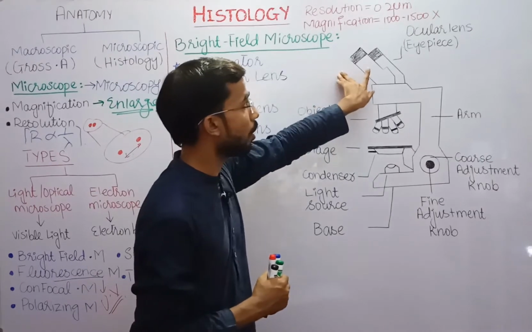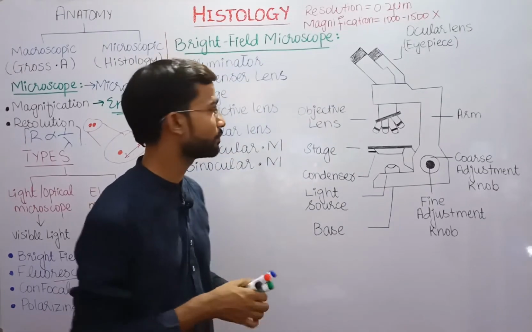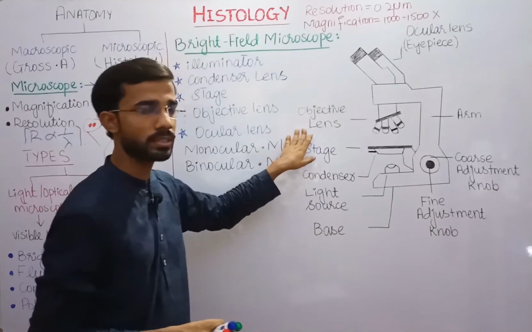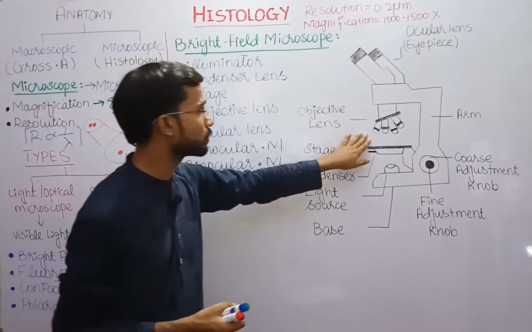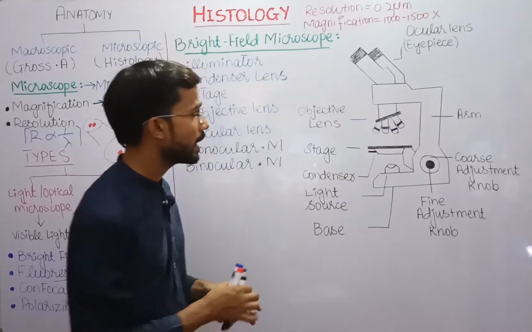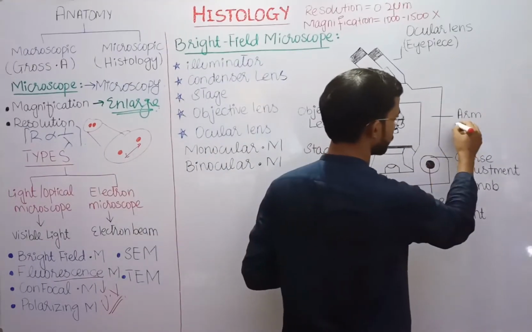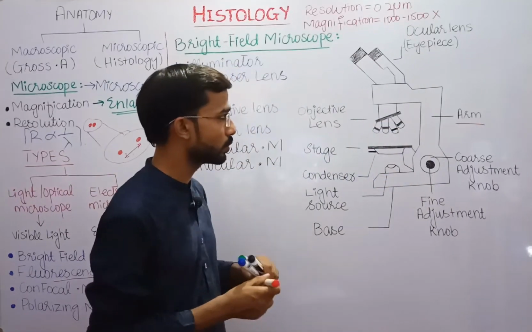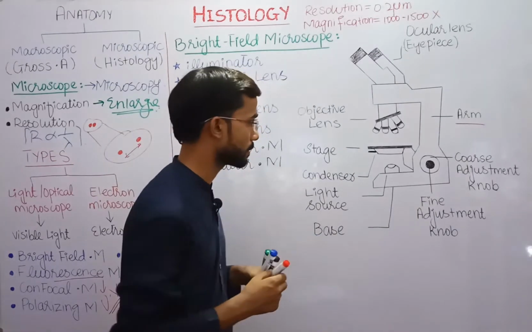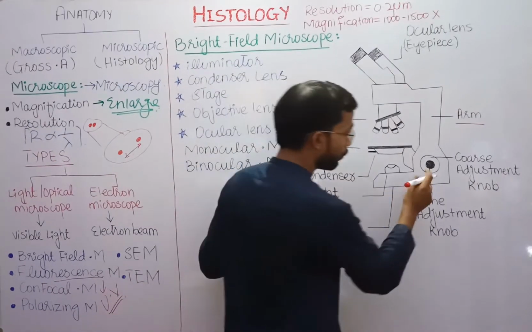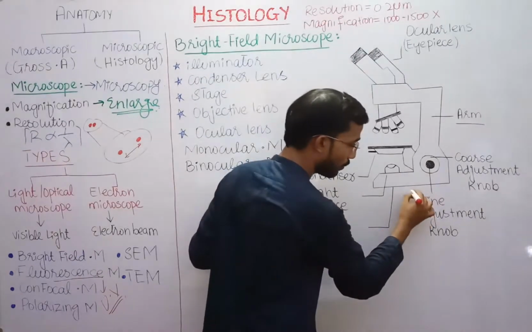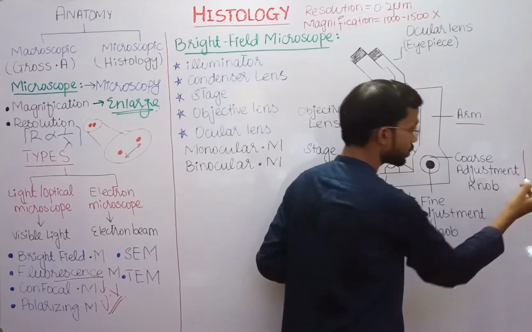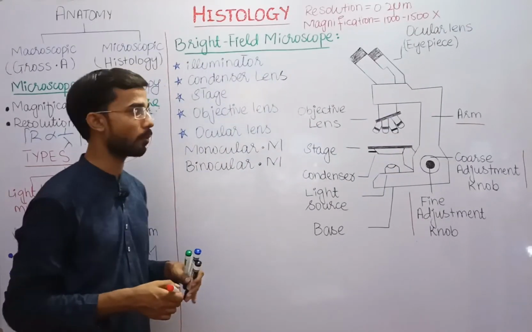This is the ocular lens or IP. Here is the objective lens. Actually there are 4 types of objective lens. Here is the arm. This knob-like structure is used for two purposes. Inside one is the fine adjustment, and the outer is the coarse adjustment knob.